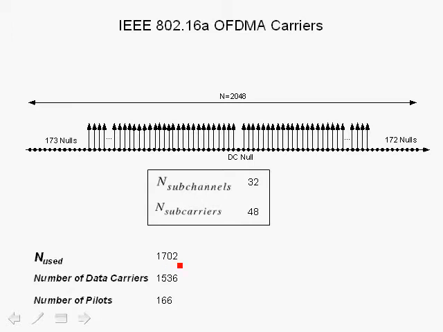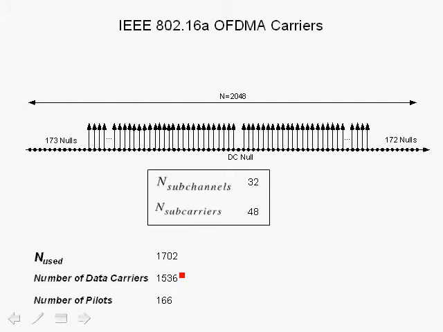with 1,702 used carriers. Of these used carriers, 166 are used as pilots, with some of the pilots being in fixed locations and some being in variable locations. We'll get into that later. So the number of data carriers is 1,536.